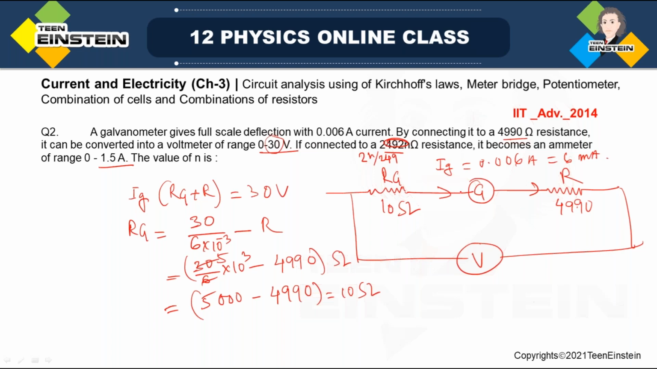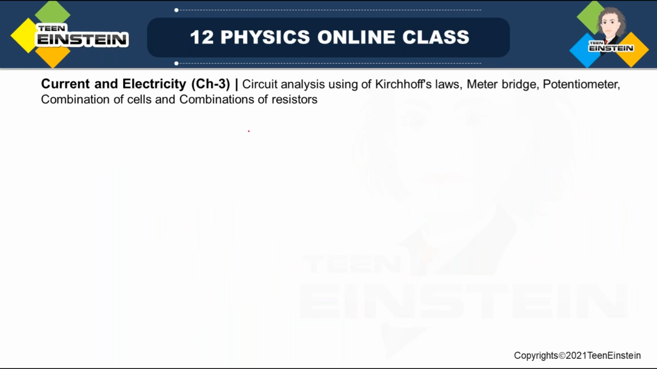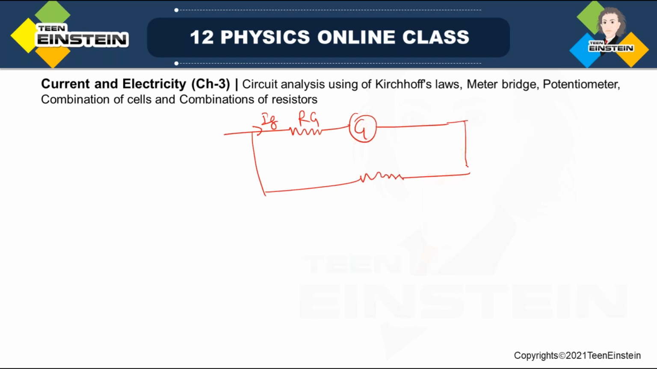Now look again at this particular arrangement. We have this galvanometer, with resistance Rg, and the current flowing through it is Ig. Now if I want to convert it into an ammeter, what should I do? I should connect a very small resistance S in parallel to this, as a shunt. This is the shunt resistance I have to add with this galvanometer.